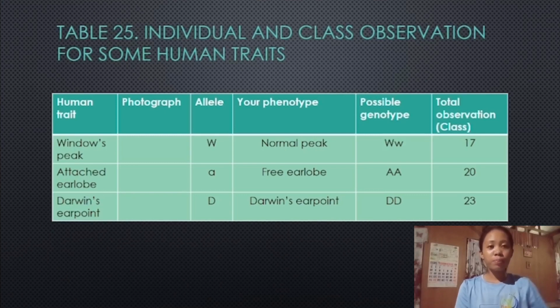The last one is the dimple. Its allele is a big letter D. Its phenotype is dimple, and its genotype is heterozygous dominant Dd, and the total class observation is 49.